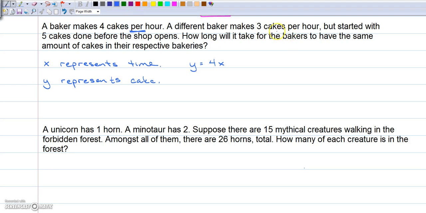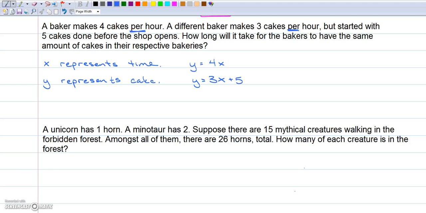So remembering that small bit of information, going into the second baker, it says there's 3 cakes per hour. Again, per meaning we're talking about slope. Y equals 3x. But this baker started off with 5 cakes. That's like your y-intercept. That's where we began this whole conversation. So again, what does this look like to you?